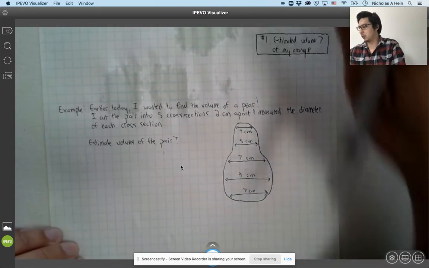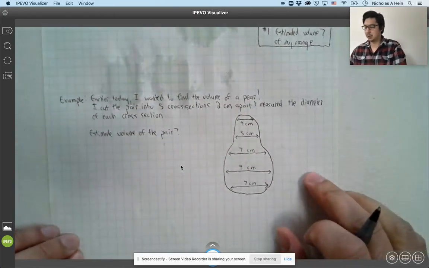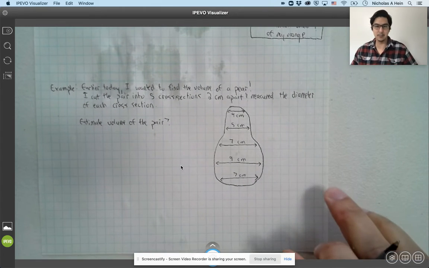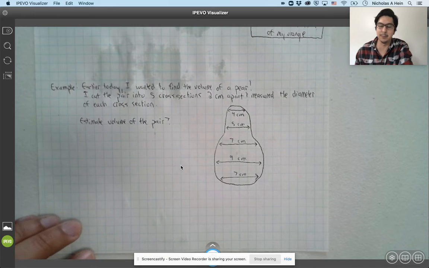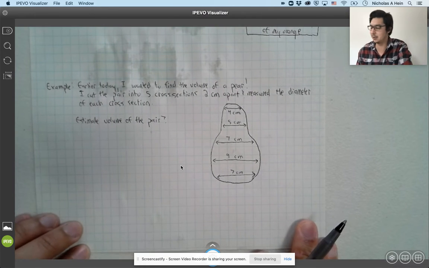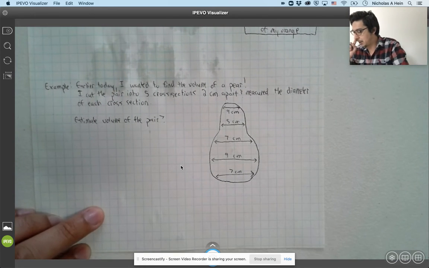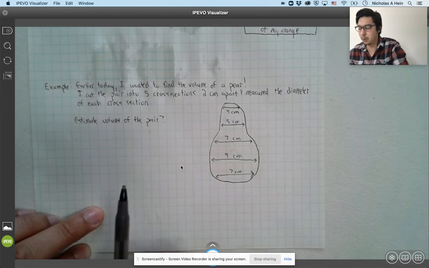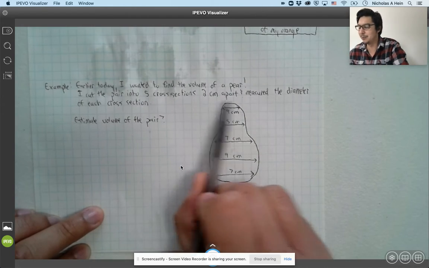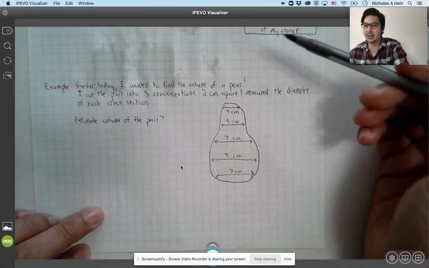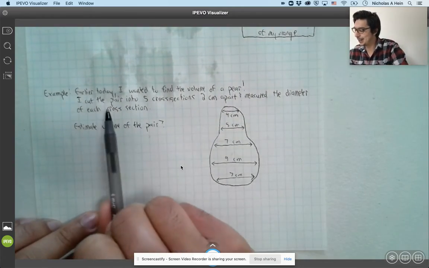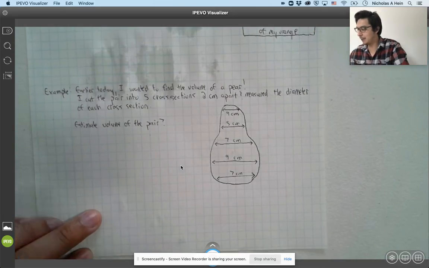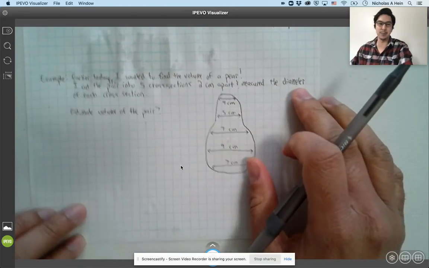And this one resembles one of the problems you will see later. Say earlier today, I wanted to find the volume of a pear. So this wasn't my first time cutting fruit up today. I actually did it earlier this morning. I cut the pear into 5 cross sections. I was a little bit more accurate this time, where I did them 2 centimeters apart exactly, not the 1 and 0.75. Come on, Mr. Hein. But I cut the pear into 5 cross sections, 2 centimeters apart, measured the diameter of each, and estimated the volume of each.